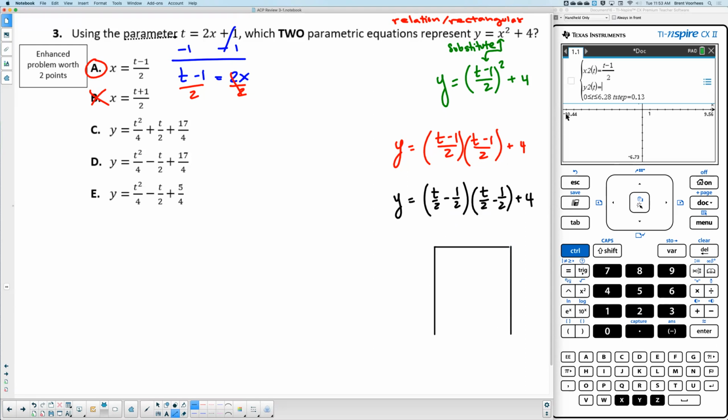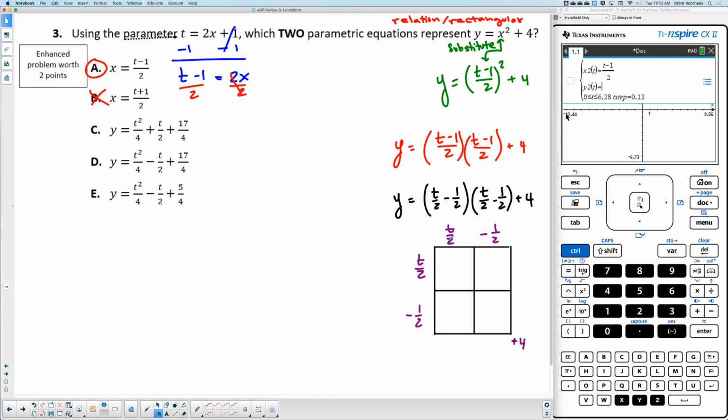I thought maybe this would be quicker than guess and check. I'm starting to rethink my decision here. I think I might have chosen a slower technique. But the algebra would look like this. You take t over 2 minus 1/2, from this parenthesis, and it's going to multiply with this parenthesis, so another t over 2 minus 1/2. And then at the very end, we need to remember to add 4.